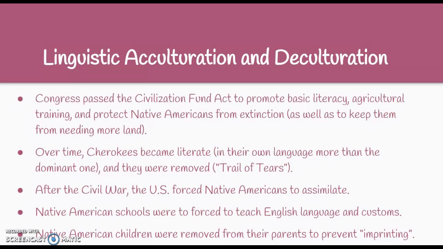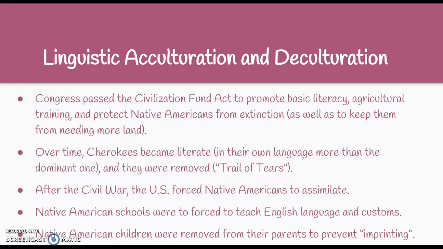In addition, Congress passed the Civilization Fund Act to promote basic literacy. They wanted the Native Americans to be trained on how to farm land, and they wanted to protect the Native Americans from extinction. In essence, what they were doing here was trying to keep them from needing more land. So over time, the Cherokees became literate. However, they were 80% literate in their own language and only 20% literate in English. So because of this, they were removed, and that is what we now know of as the Trail of Tears.